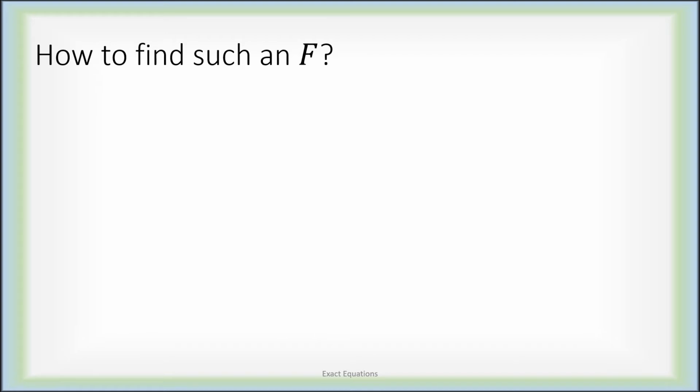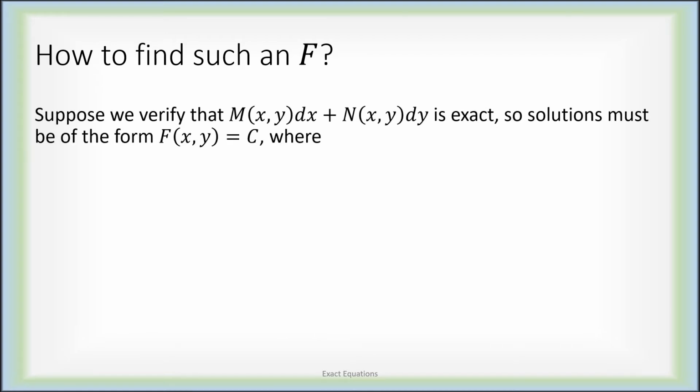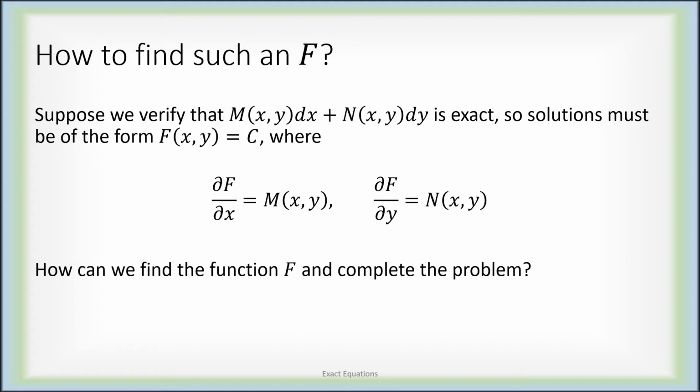So how are we going to find such a function? Suppose you manage to verify that this differential equation is exact. In other words, dM/dy equals dN/dx. Therefore, solutions must be of the form F of x,y equals a constant, where the x partial of F is our function M and our y partial of F is our function N. Well, how are we going to find that function? And then just declare F of x,y is constant, there's our solution.